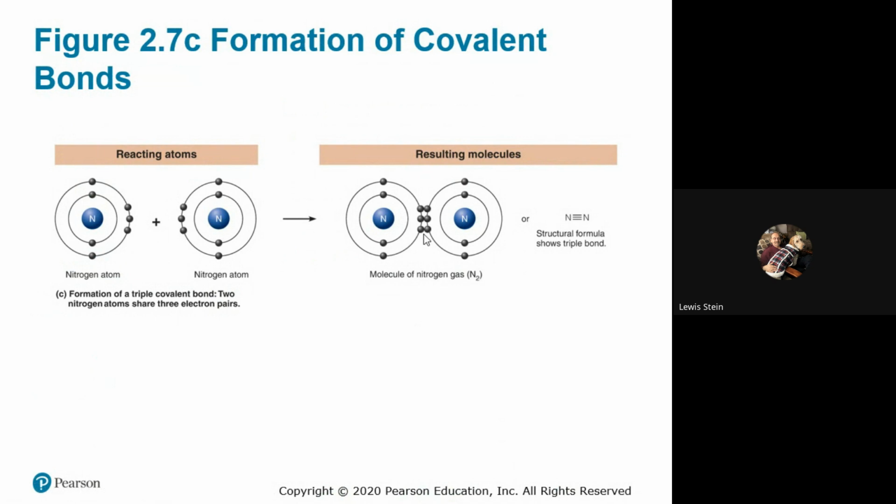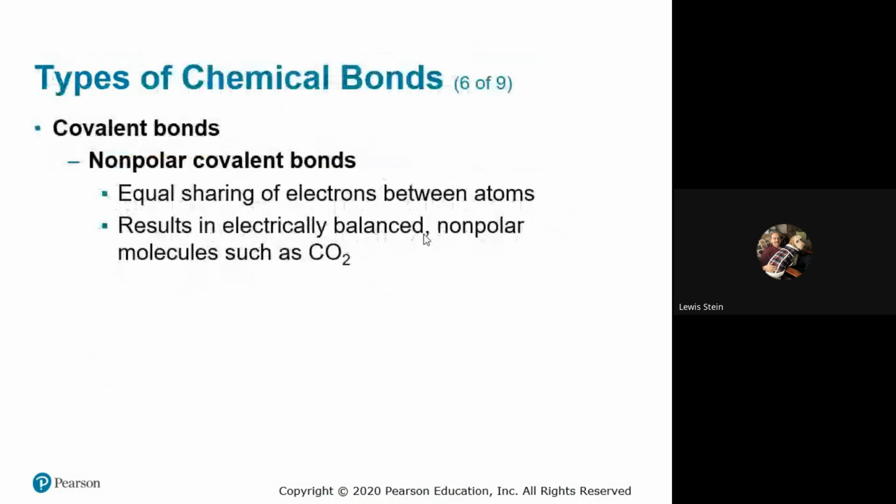That's a triple bond. Oxygen, O2, nitrogen, N2, hydrogen, H2. Those are all nonpolar covalent by definition, equal sharing. Equal sharing results in electrically balanced non-polar molecules, and carbon dioxide is the same way that I had written before. Just to reiterate, carbon has 4 electrons in the outermost orbital. In this case, we get 2 pulled to one side, 2 to the other side. Oxygen has its 2. So you have C double bonded to O, double bonded to O.